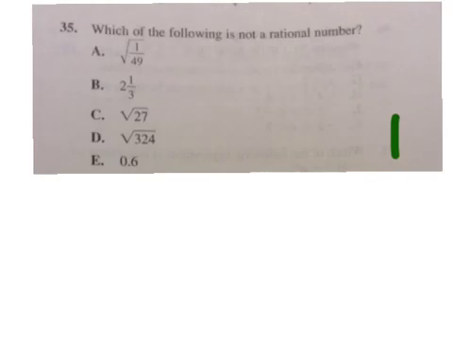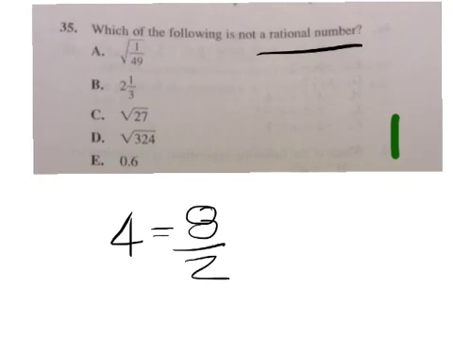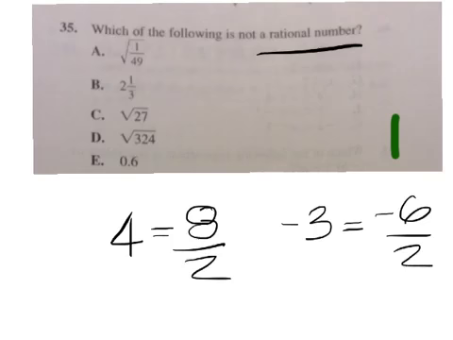A rational number is a number that you can generate from a fraction. For example, 4 is a rational number because you can generate it by doing 8 divided by 2. And negative 3 is a rational number. You can generate that by negative 6 divided by 2, or even negative 12 divided by 4. Anything that you can create a fraction from, that's going to be a rational number.